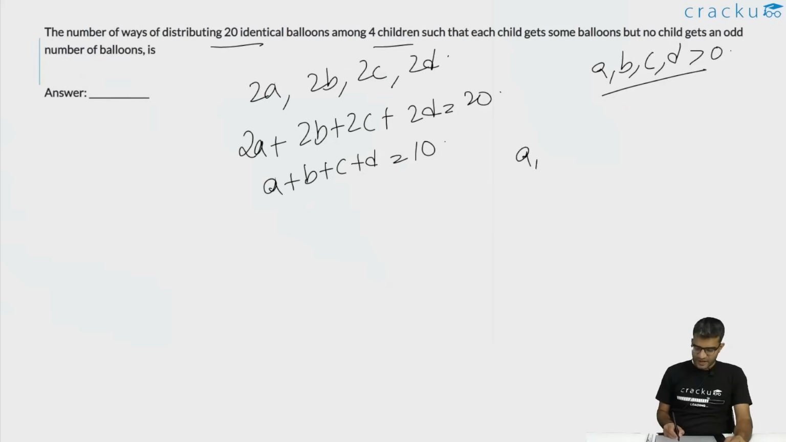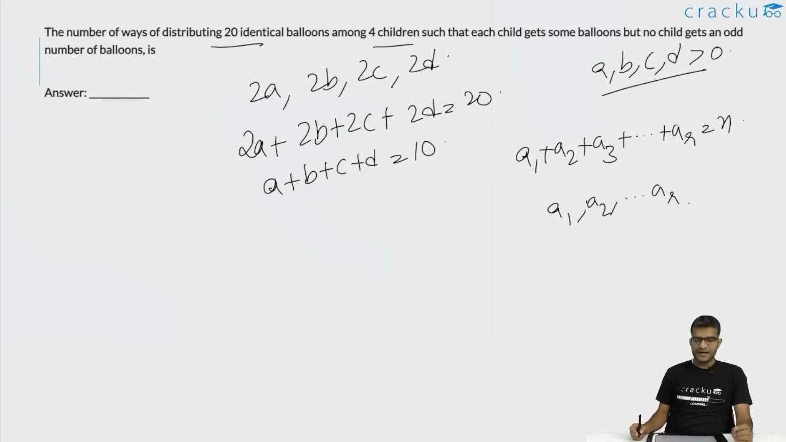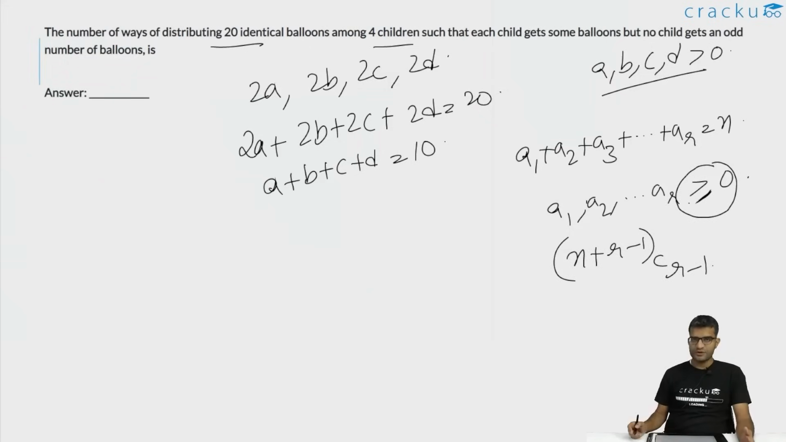That is, when you have r variables a1, a2, a3 plus dot dot dot till ar, which sum up to n, such that each one of them a1, a2 dot dot dot till ar are non-negative integers, that is, they are greater than or equal to 0, the number of solutions of this equation is n plus r minus 1 c r minus 1. But this formula is valid when this is greater than or equal to 0. Here we have all of them to be strictly greater than 0.